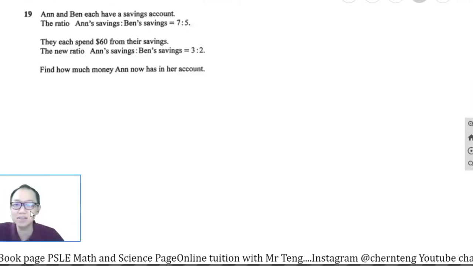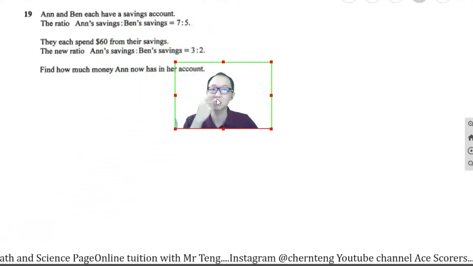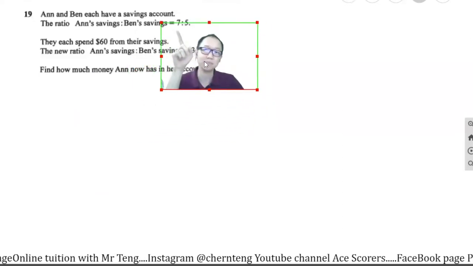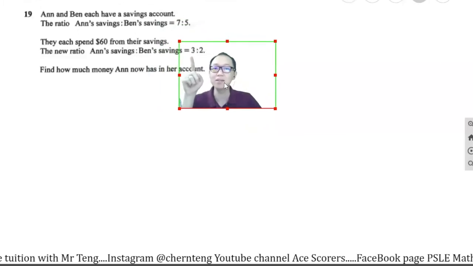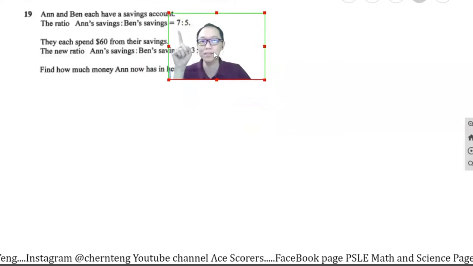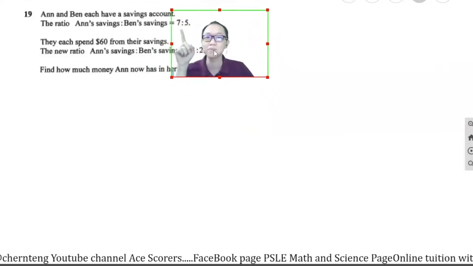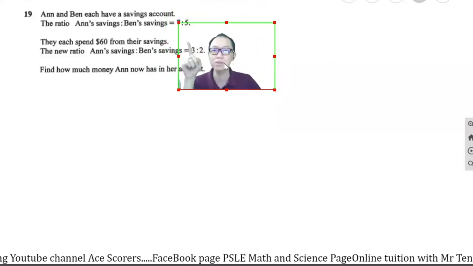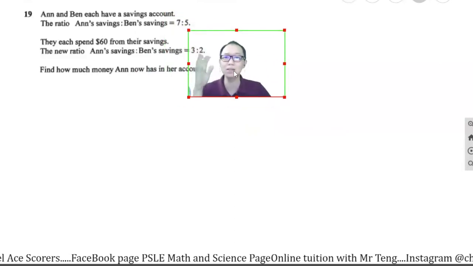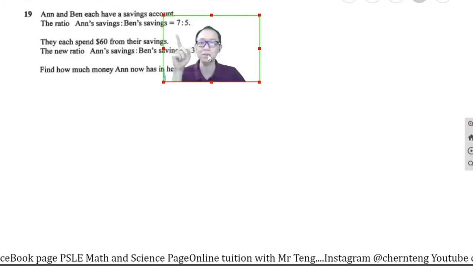So now this question, if you didn't use simultaneous equation, it's going to be a bit hard because it's mind-boggling. What do you mean by mind-boggling? First, you have a ratio 7:5. Then after that, you have a ratio 3:2. One thing you must know is that the one unit here is not equal to one unit here. It's different. So a lot of people will have mixed up. They thought one unit here is one unit here. Some people will just add them together, and then it doesn't make sense.